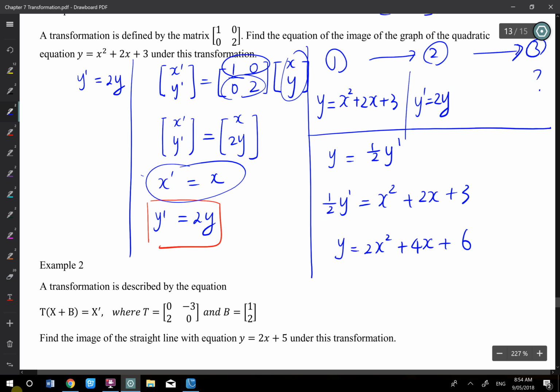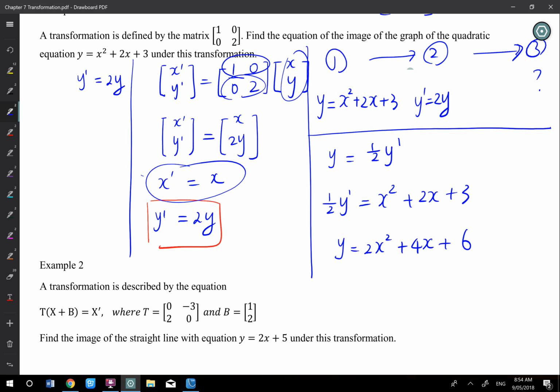We can see it's nothing really different from the previous exercise. Transformation matrix is just another way to give you the wording. So everything is exactly the same as before.